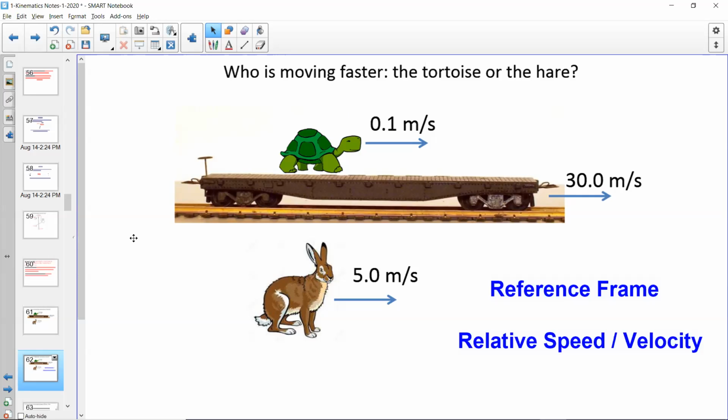Now, eventually the turtle is going to reach the end of the train and will have to stop. But as long as it can keep moving forward, it's actually covering more ground than the train is. Just a little bit more, but it's actually moving forward a little bit faster compared to the ground than the train is. Oh, okay. Okay.